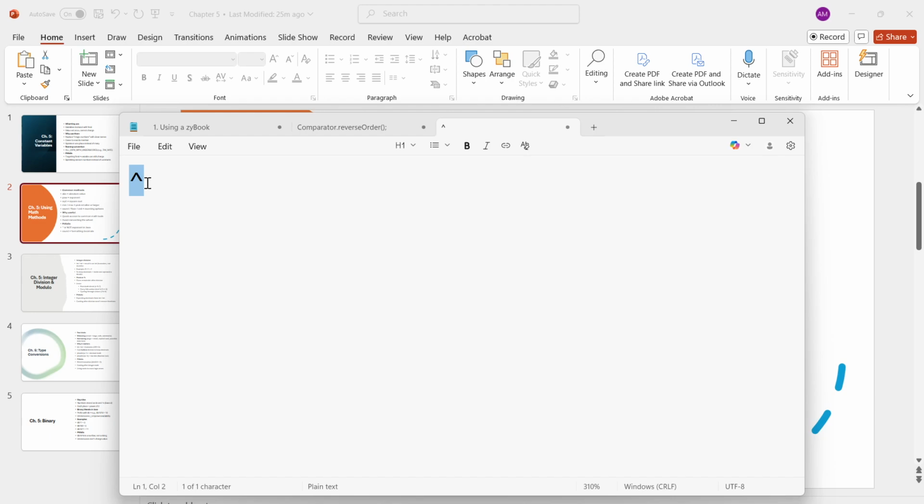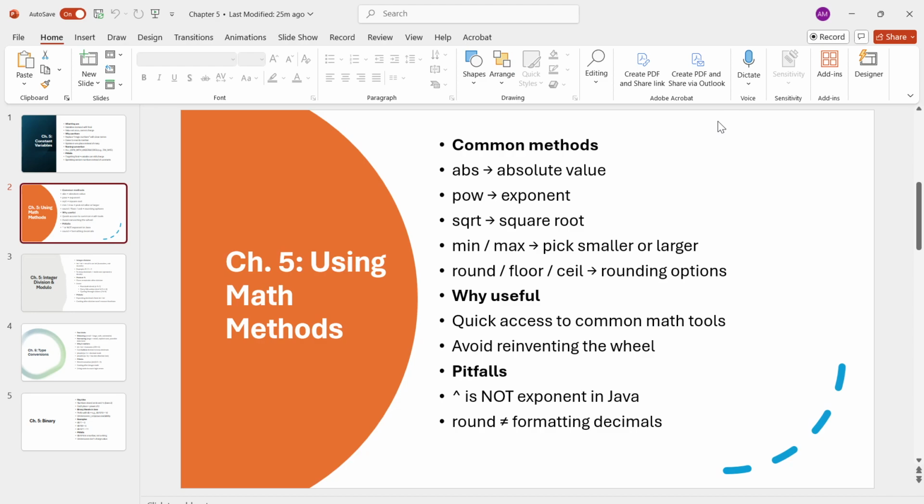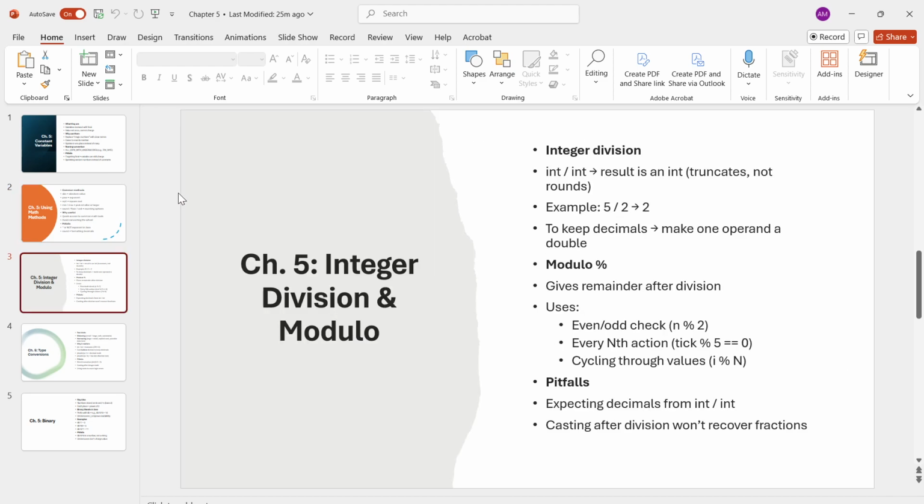So the Math class is your toolbox for common operations. Whenever you are attempting to reinvent the wheel, like writing your own square root function, check if it's already there. Most of the time it is. So yeah. Next is integer division and modulo.